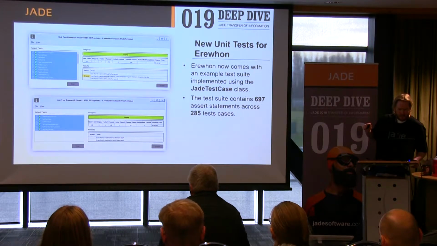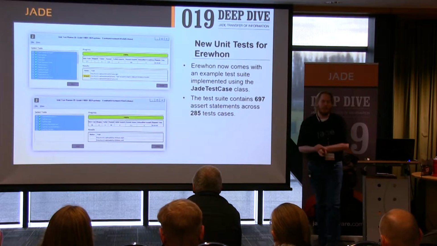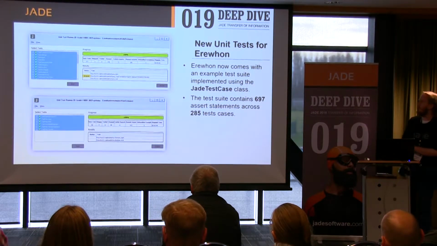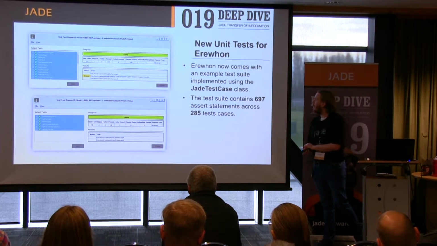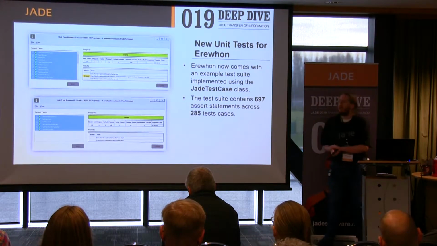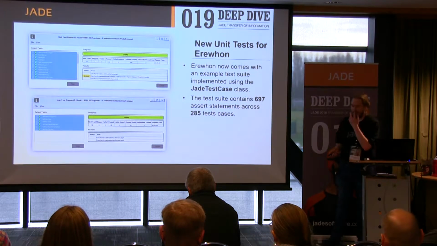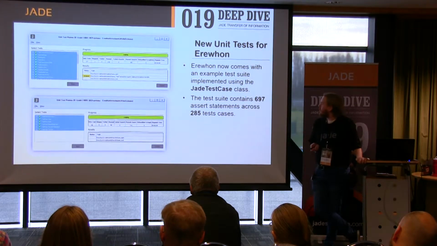Now, the next one was the unit tests. Previously there were no unit tests for Euroone. There were a couple of JADE scripts that did a little bit of testing, but there was no use of the JADE test case. Now we do have a test suite for it. It's 697 assert statements across 285 test cases. No test suite is exhaustive. This one is pretty decent though.